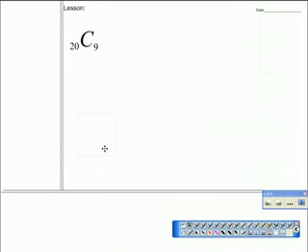Until you get something like that. Not going to be able to. Go ahead and try. Do this one in your calculator. I'll pause the recording.